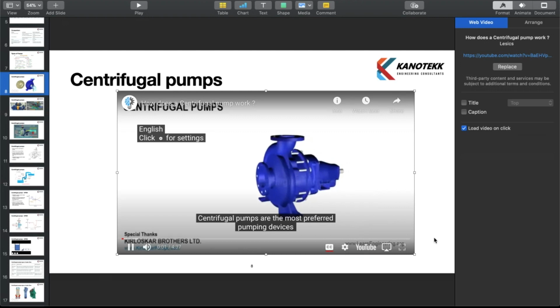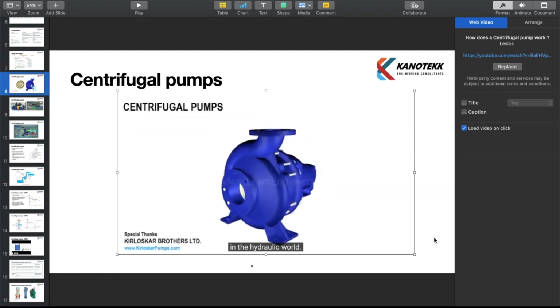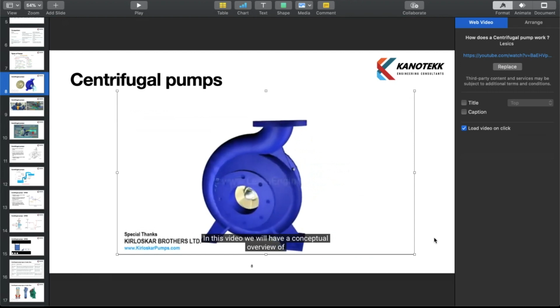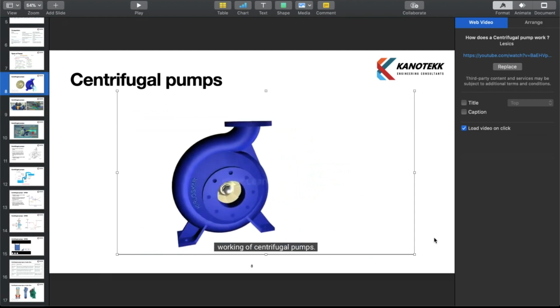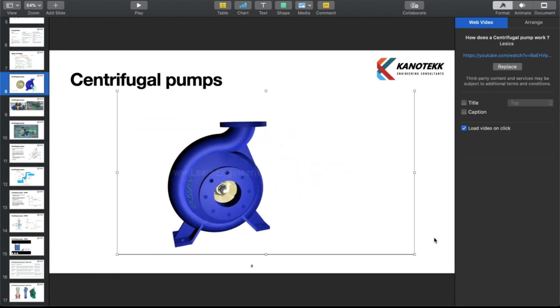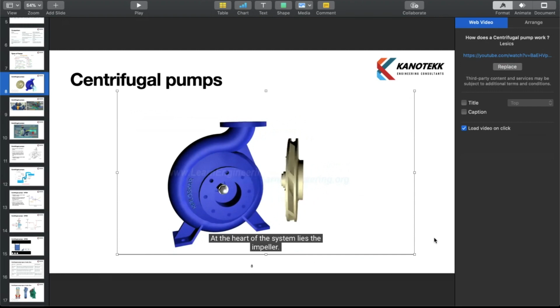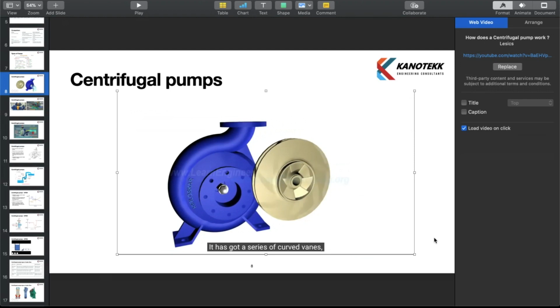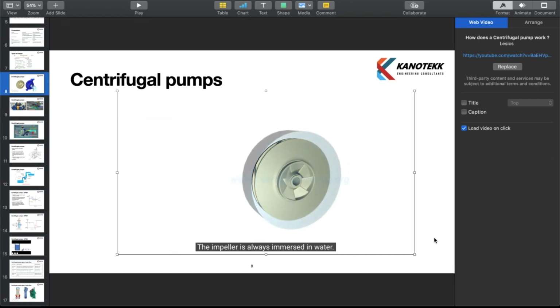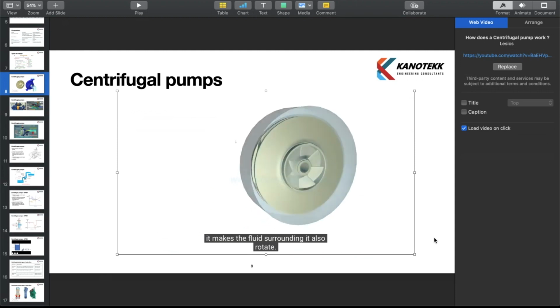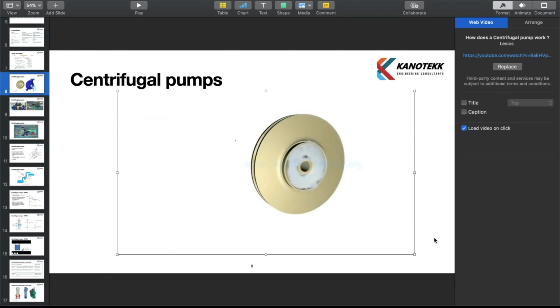Centrifugal pumps are the most preferred pumping devices in the hydraulic world. In this video, we will have a conceptual overview of the working of centrifugal pumps. At the heart of the system lies the impeller. It has a series of curved vanes fitted inside shroud plates. The impeller is always immersed in water. When the impeller is made to rotate, it makes the fluid surrounding it also rotate. This imparts centrifugal force to water particles, and the water moves radially out.